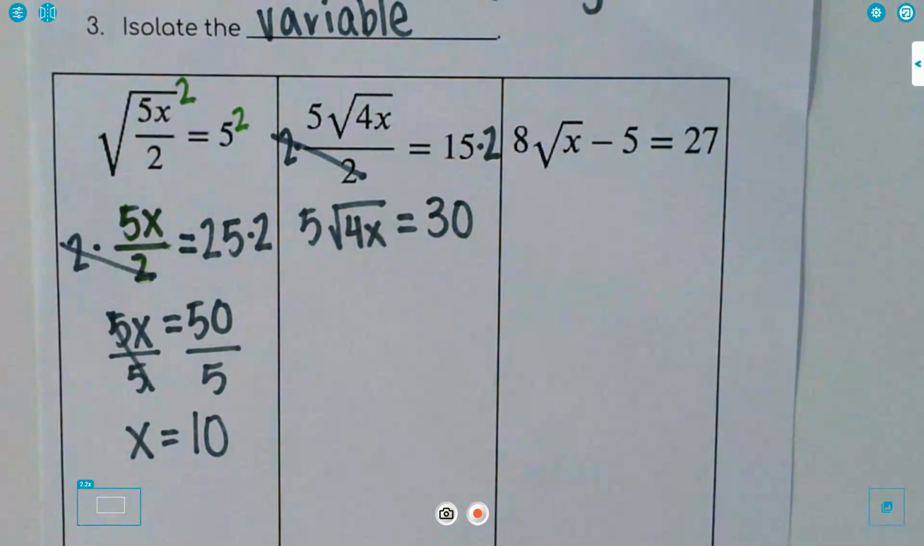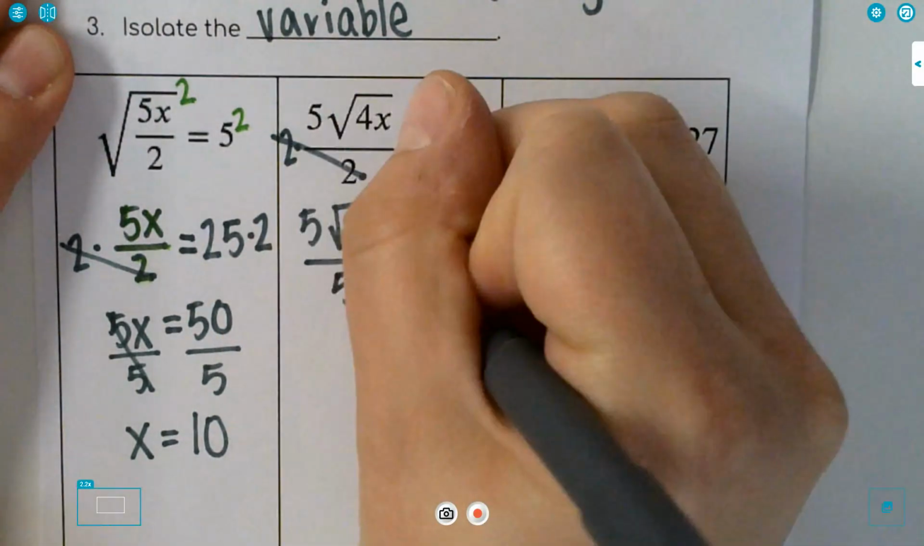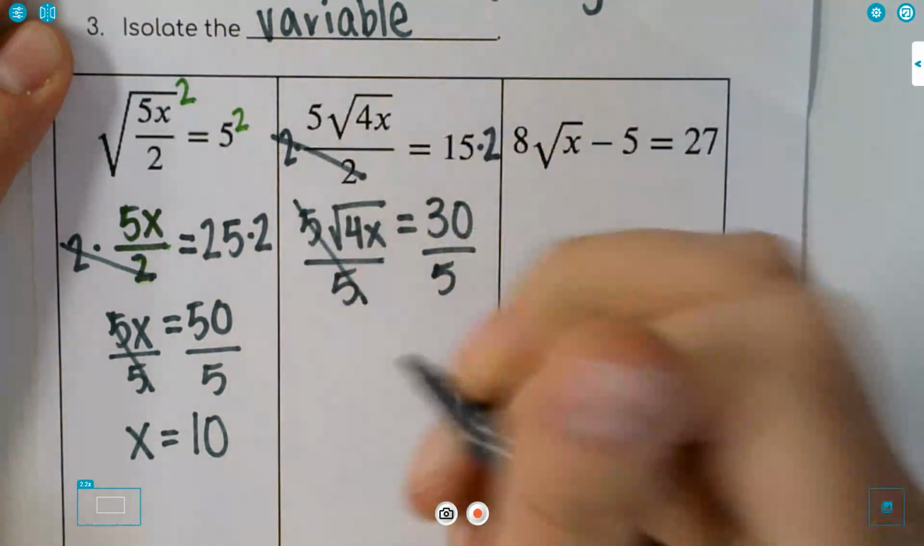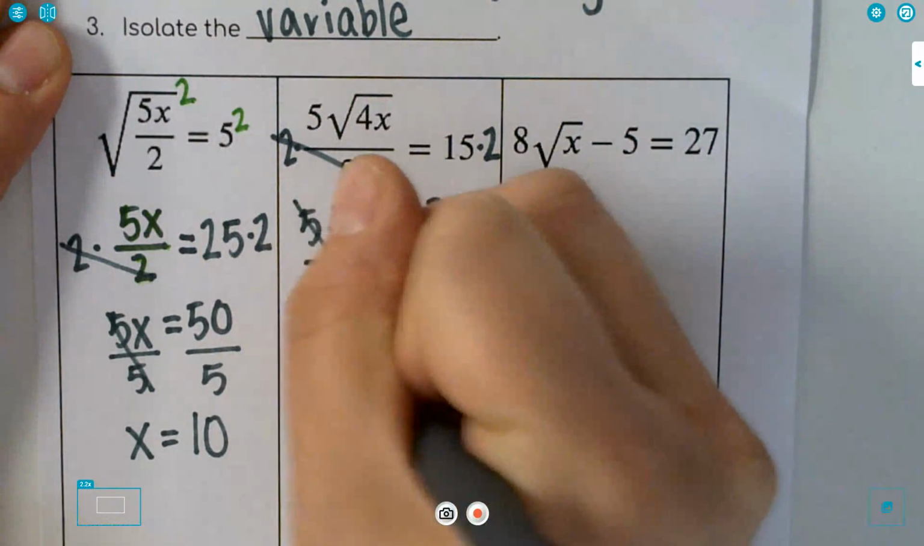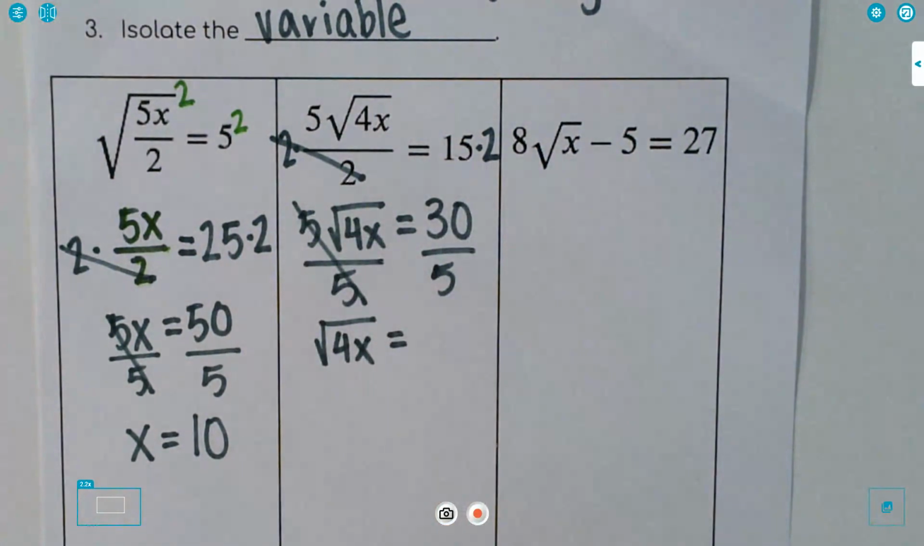Okay. From there, we want to get rid of that 5. That 5 is currently being multiplied by our square root. So we're going to get rid of our 5. Divide both sides by 5. 5 over 5 cancels out. We've got square root of 4x equals 30 divided by 5 is 6.